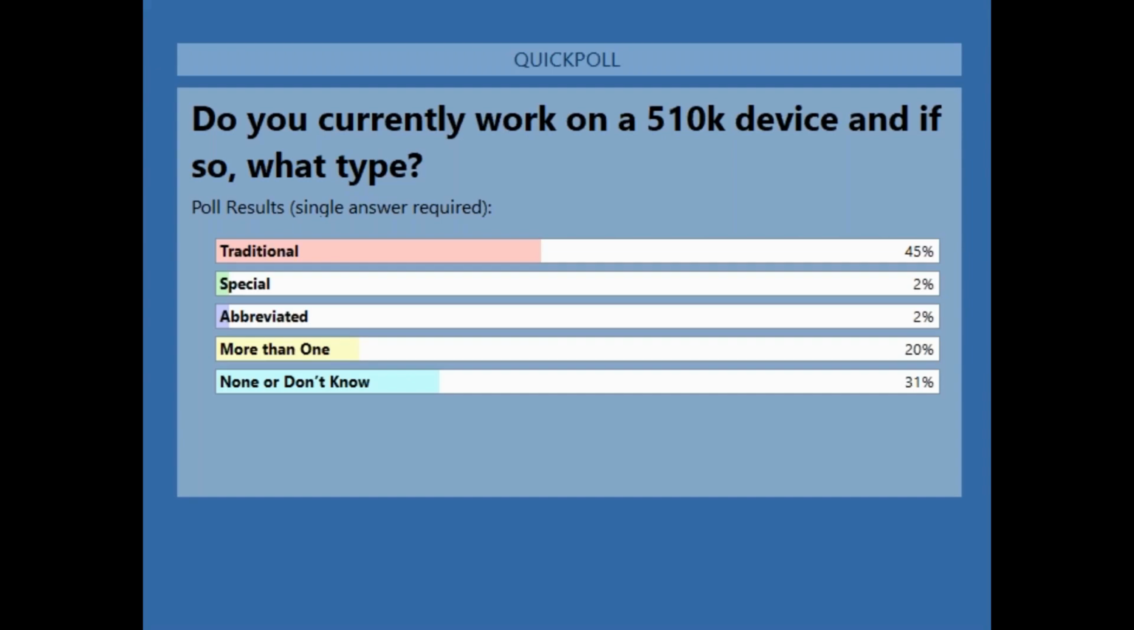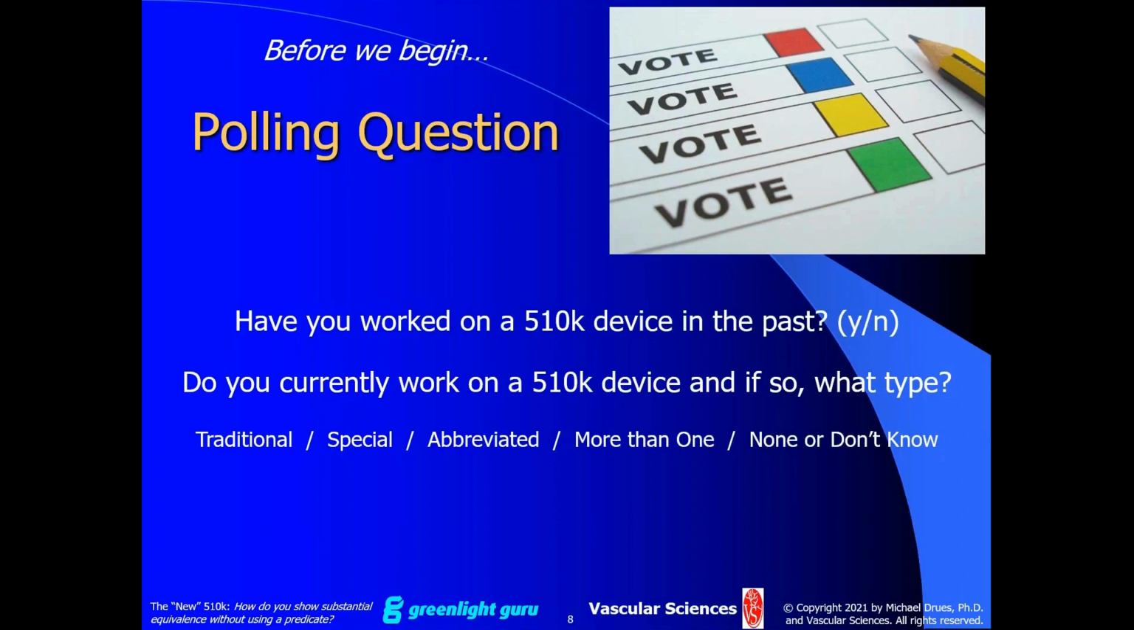Well, I'm a little surprised at that last one. About a third of the audience either none of the above or don't know. But the other numbers are somewhat reflective of the industry in general, although at a much lower level, because as we'll talk about, the traditional 510K is the most common type of 510K. About 70% of 510Ks are traditional. Special 510Ks are the next most common, about 20% approximately. And finally, the abbreviated 510K is the least common, the least popular. About 4 to 5% of 510Ks are of that type. So that's how our little pool compares to the rest of the big world out there.